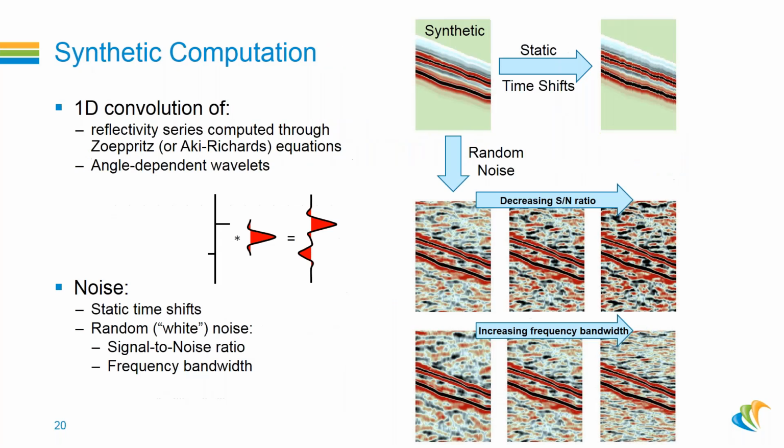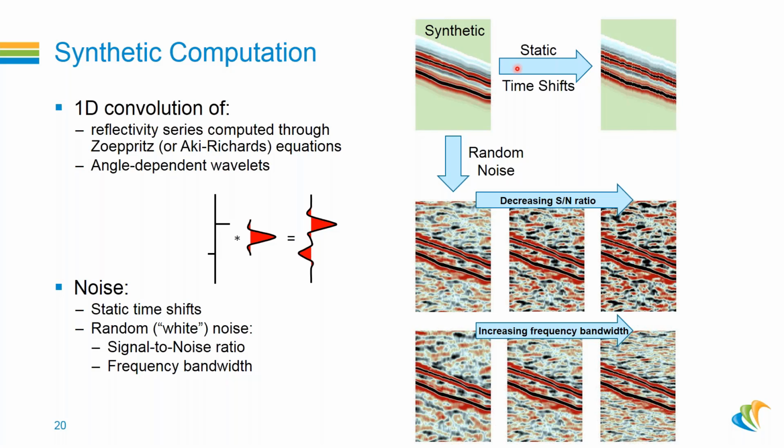The next step is synthetic generation. For synthetic generation, we have options that use Zoeppritz or Aki-Richards equations in the 1D convolutional method, because we will have that reflectivity series at each point, and we can also generate angle-dependent signals using angle-dependent wavelets. So we will have our synthetic, which is pure without any noise. We can add noise to mimic the noise in the earth. So we have two options.